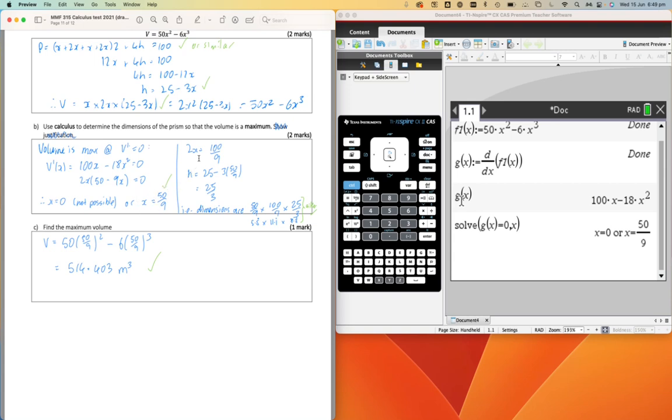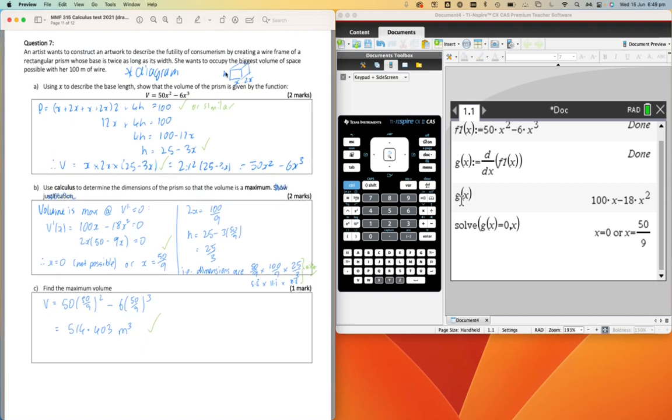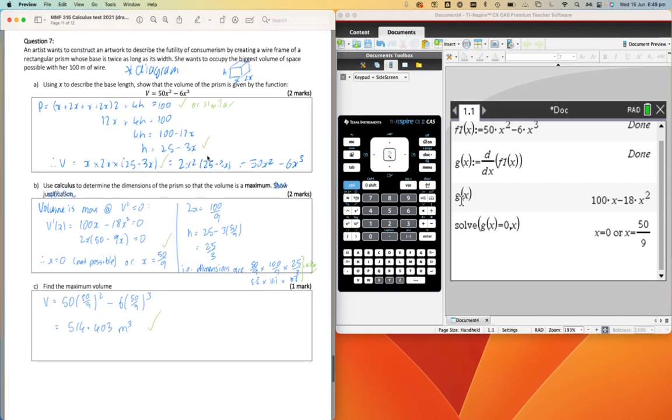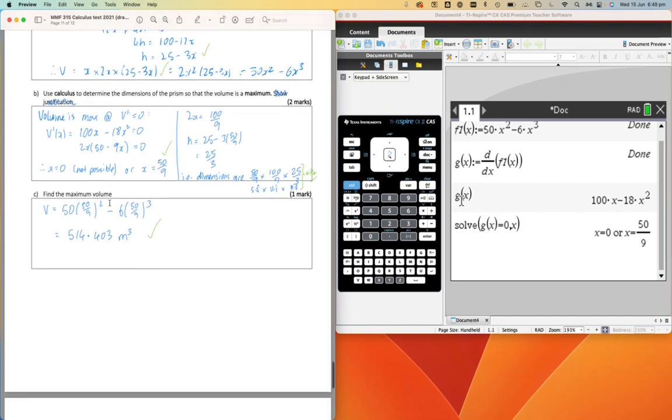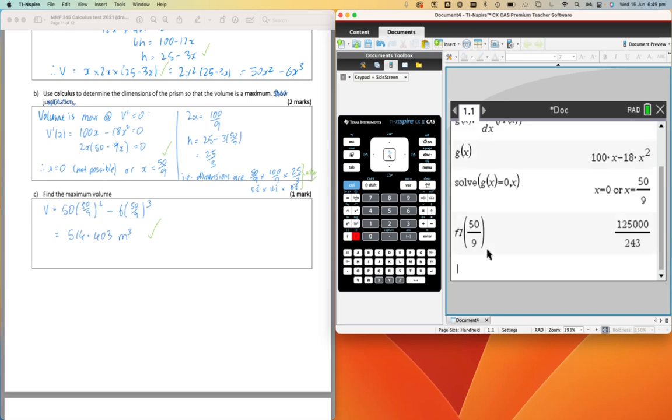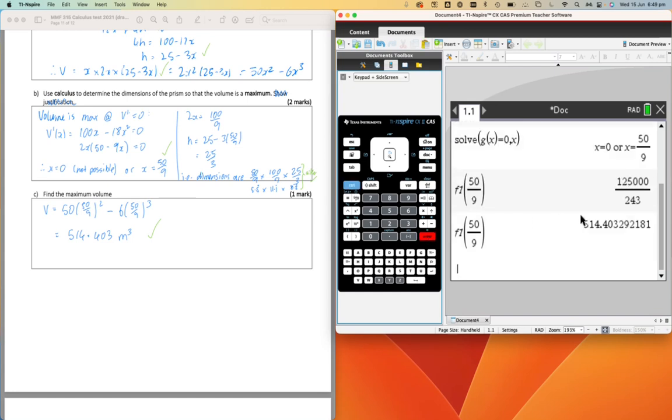Okay, having done that, x equals 50 over 9, you can see now I had to work out the other dimensions. One of the dimensions was 2x, the other one was h equals 25 minus 3x. So it's a matter of using your calculator to solve those as well. So you have to do a little bit of work here, and then you can solve it for yourself. Okay, find the maximum volume. Now that I've got a value, 50 over 9, so nice, I can just go f1 of 50 over 9 is that, which is exact. Probably better to use a decimal in this case, 514.403, and there's the answer there.